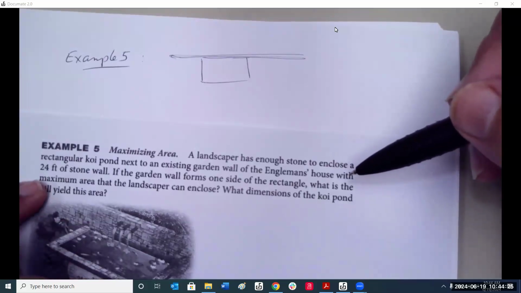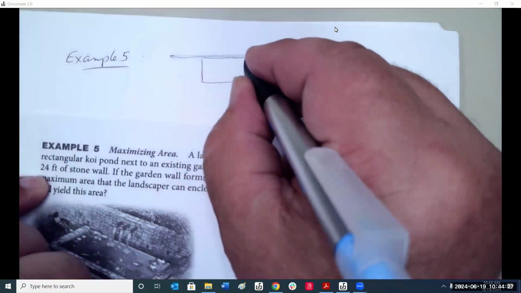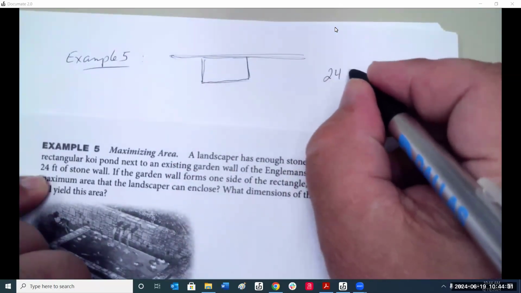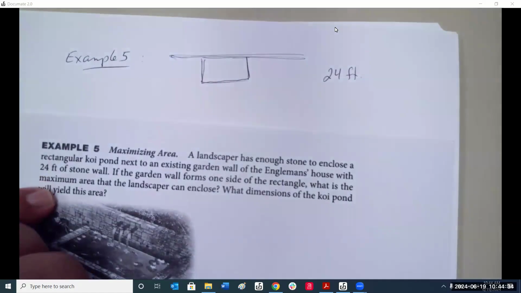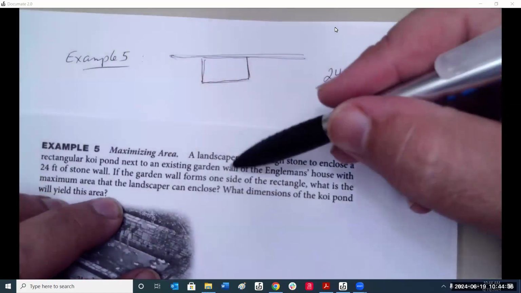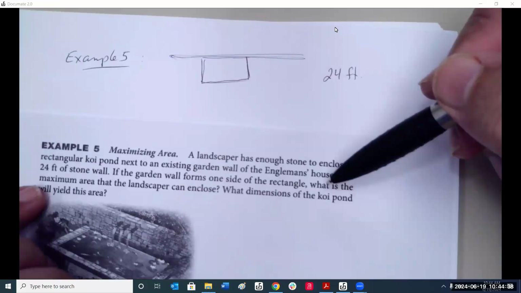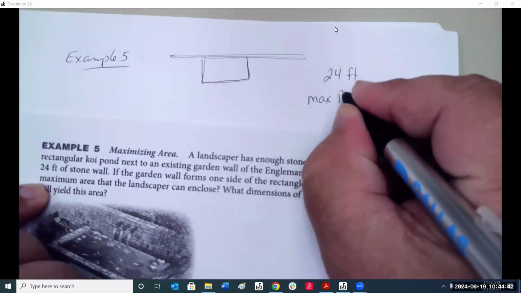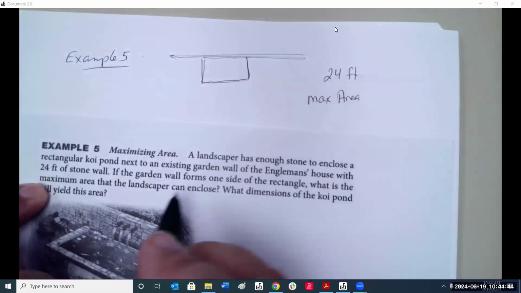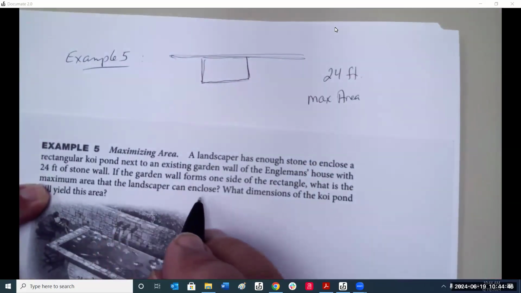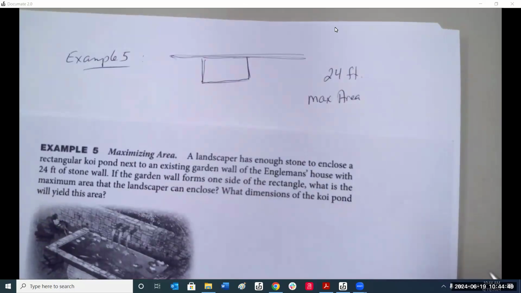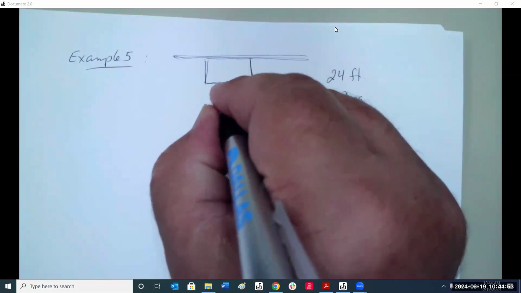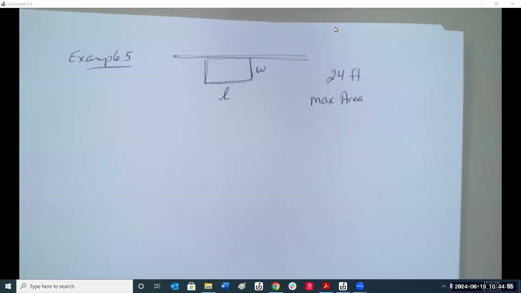The house with 24 feet of stone. So all of this has to have 24 feet of stone. If the garden wall forms one side of the rectangle, what is the maximum area? So I'm looking for the max area that the landscaper can enclose. What are the dimensions of the koi pond? The length and the width.